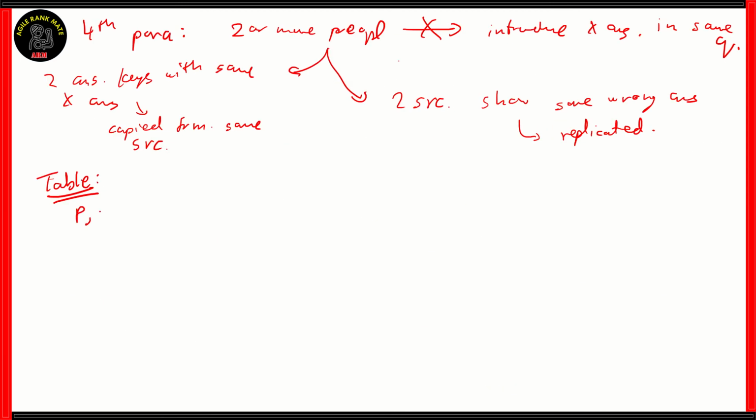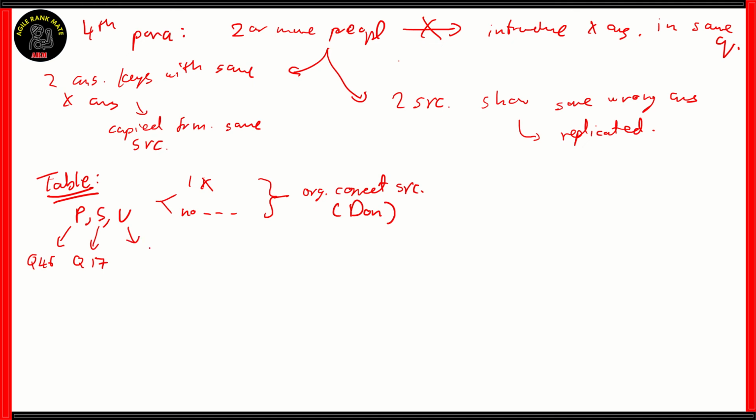So that means P, S, and V, one incorrect answer, no blanks. So that means they had the original correct source, which in fact was under the DON. So the DON gave out the original answer key to P, S, and V, and they got this answer from that single source, and they made their own answer keys. So P made question 46 incorrect, S made question 17 incorrect, and V made question 25 incorrect.